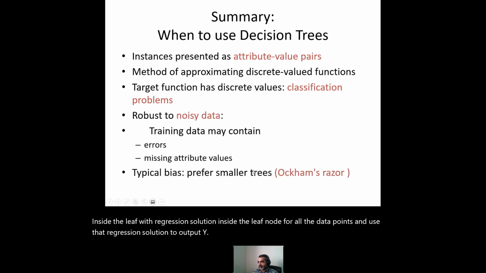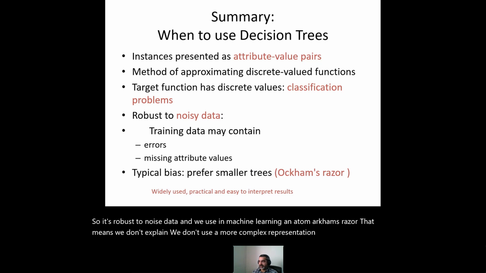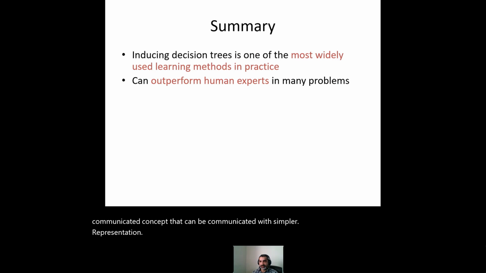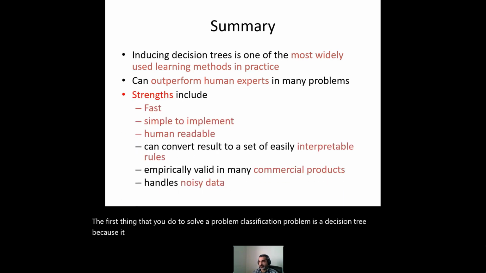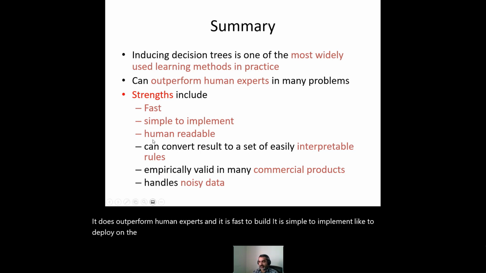So it's robust to noisy data, and in machine learning we use a term, Occam's razor. That means we don't use a more complex representation to explain or communicate a concept that can be communicated with a simpler representation. The first thing that you do to solve a classification problem is a decision tree, because it does outperform human experts, and it is fast to build. It is simple to implement, like to deploy on the cloud, and it's human readable.